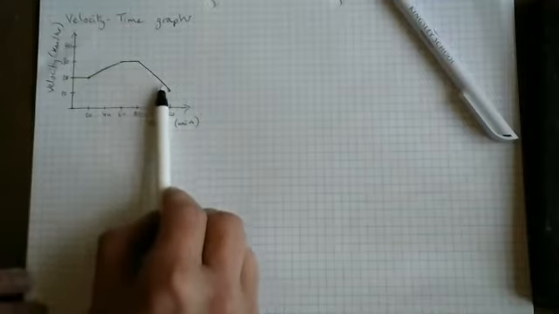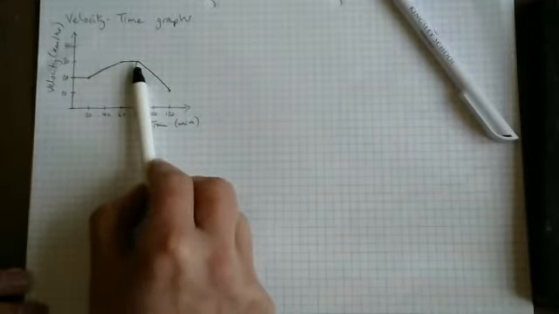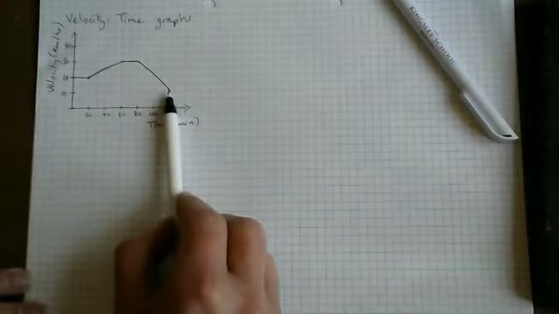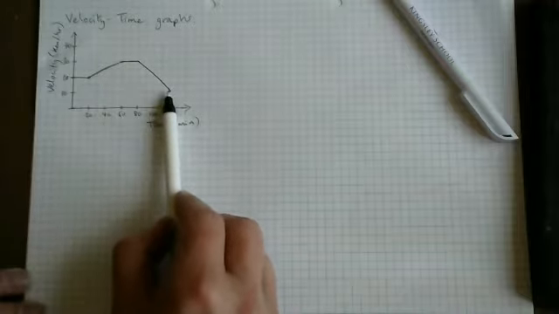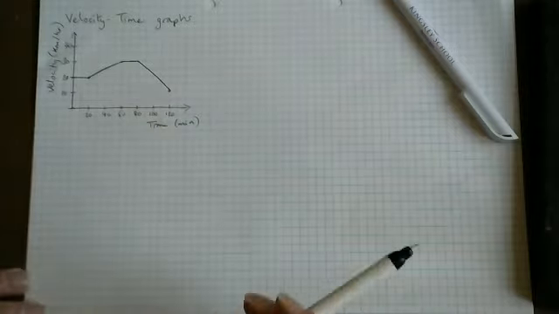On the way down here, it looks like velocity might be negative, but actually velocity starts off here being 30 and reduces to being 10. So reduces from 30 to 10, but carries on being positive. But let's do some maths on this.